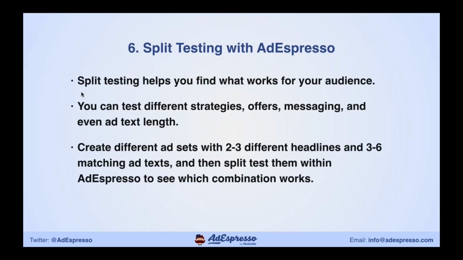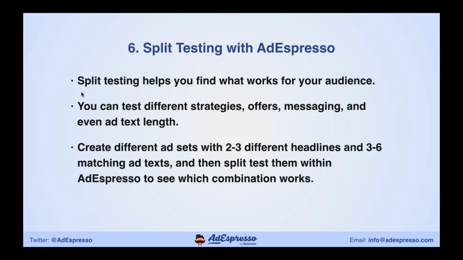So now, step number 6, you've got your copy, you've got your landing page, you're ready to start executing your ad campaigns. One of the things I have always loved about AdEspresso and have always been so excited about is the ability to split test copy so easily within the platform. Split testing is going to help you find what really works for your audience and your specific audience niches. You can test different strategies, offers, messaging, ad text length, styles of ad. We talked about the emojis. We also have things like the bullet lists and long paragraphs, short paragraphs, one-word sentences. You can test all of that very, very quickly.